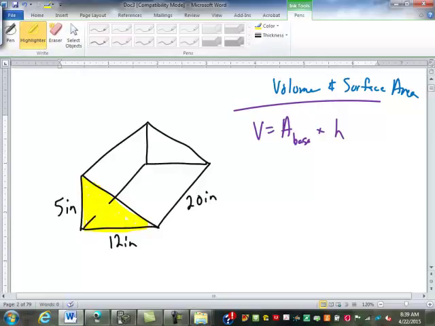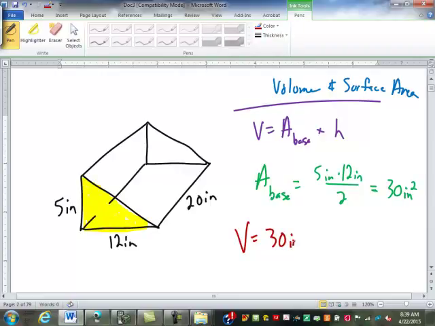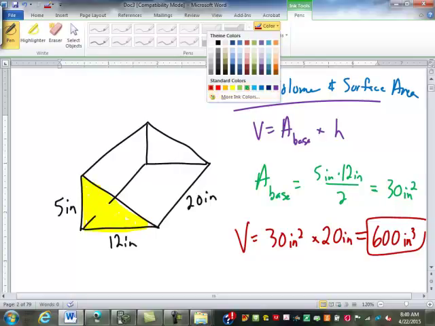So the area of that base is going to be found by doing what? Five inches times 12 inches divided by 2. Why is it divided by 2? Because it's a triangle. It's half of a rectangle. So that gives us 30 inches squared. Now to find my volume, it's the area of that base, 30 inches squared, times 20 inches, which gives us what? 600 cubic inches. Yep.